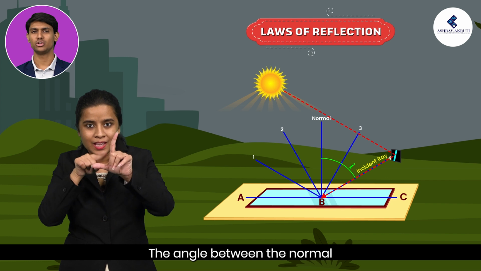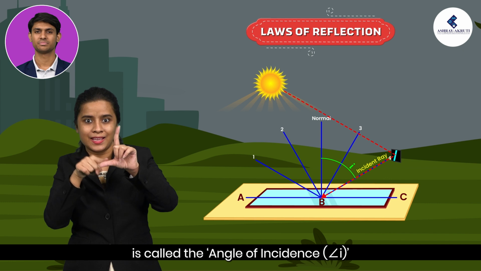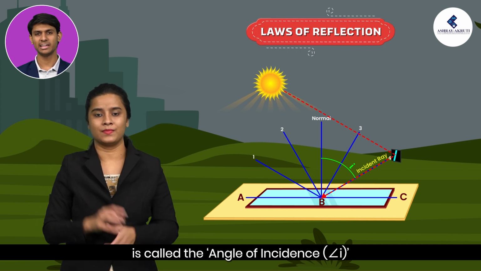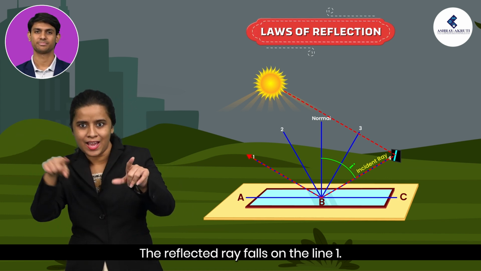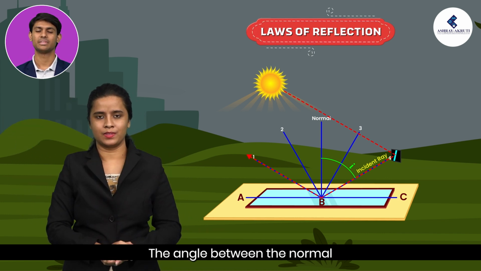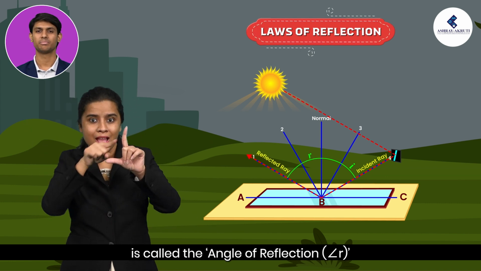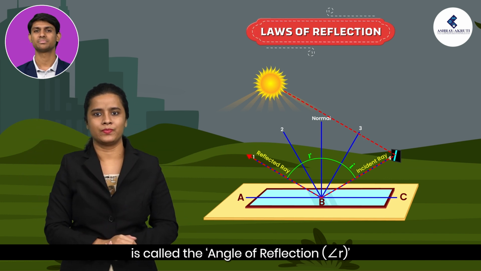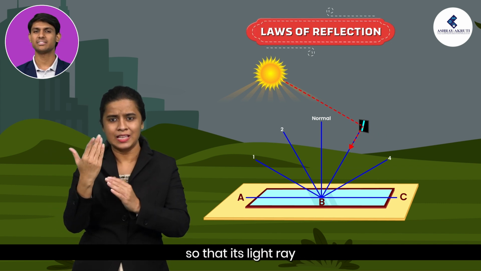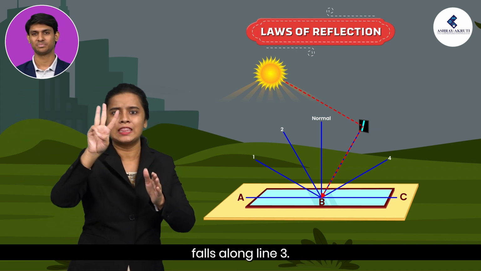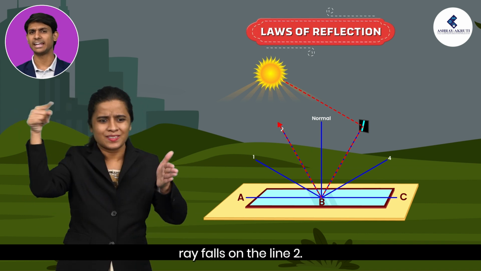The angle between normal and the incident ray is called the angle of incidence, angle I. The reflected ray falls on the line 1. The angle between the normal and the reflected ray is called the angle of reflection, angle R. Adjust the mirror strip with a slit so that its light ray falls along line 3. We observe that the reflected ray falls on the line 2.